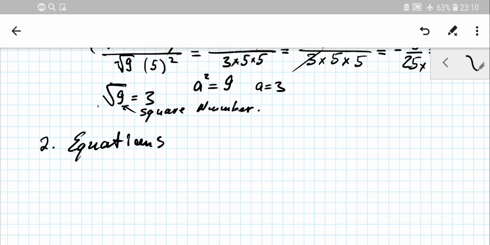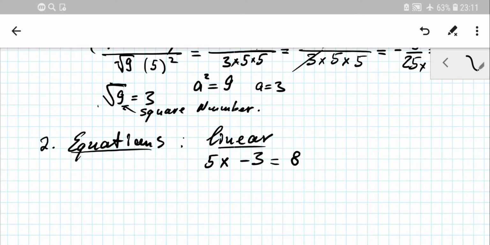They might be linear, so we just categorize them as linear. For example, let's say 5x minus 3 equals, let's say, 8. That's typical linear. They might be linear with repeating variable or repeating unknown.